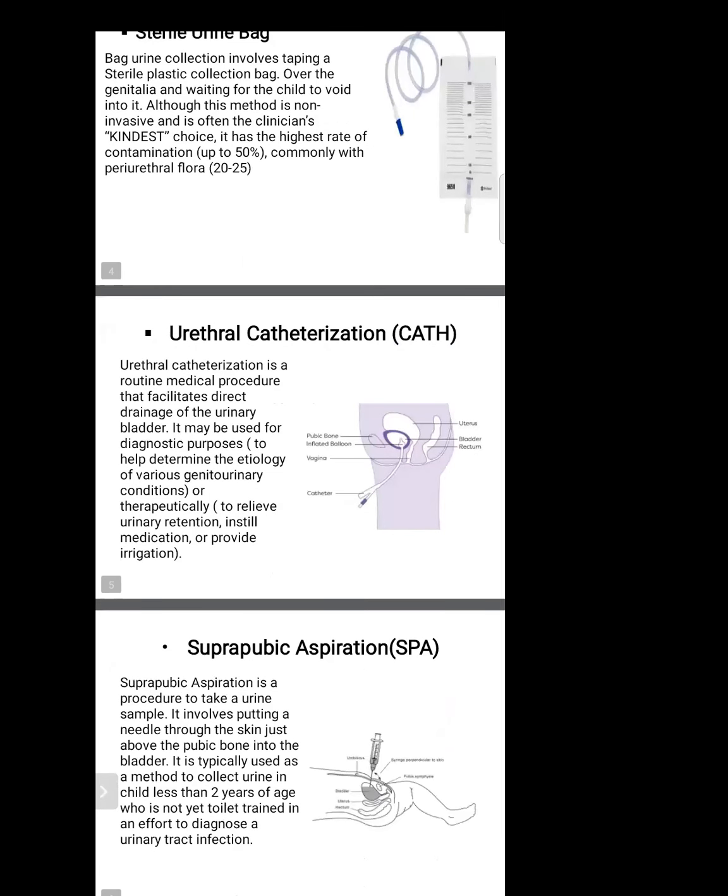Two, urethral catheterization, CATH. Urethral catheterization is a routine medical procedure that facilitates direct drainage of the urinary bladder. It may be used for diagnostic purpose to help determine the etiology of various genitourinary conditions, or therapeutically to relieve urinary retention, instill medication, or provide irrigation.